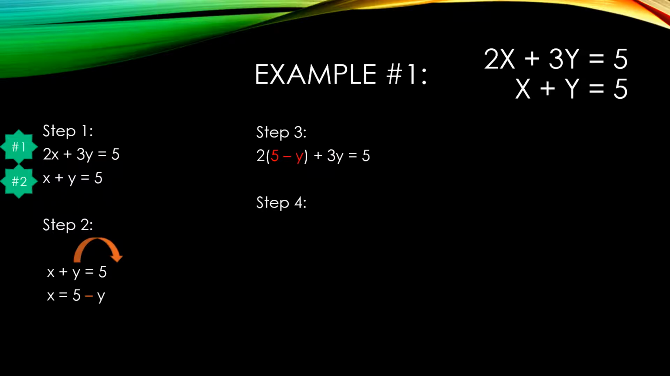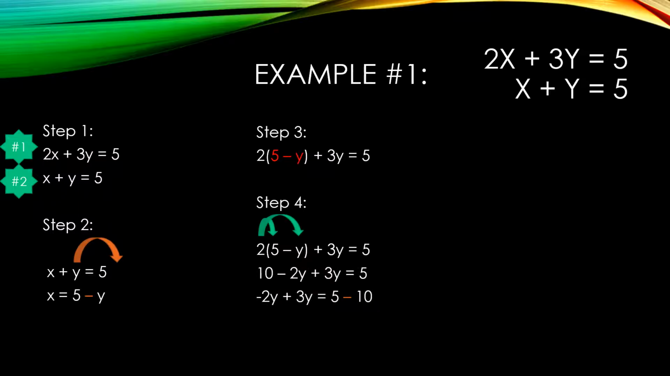So step number 4, we're going to be able to use algebra to solve. First we distribute, then we collect our like terms, and then we simplify. Y is going to equal -5. Step number 5 now, we're going to use the value of -5 for y, and we're going to substitute that in either #1 or #2.